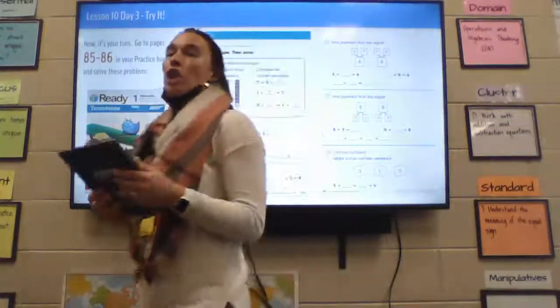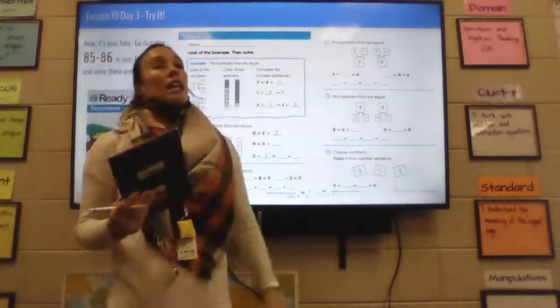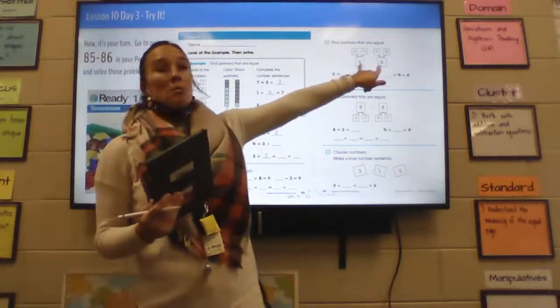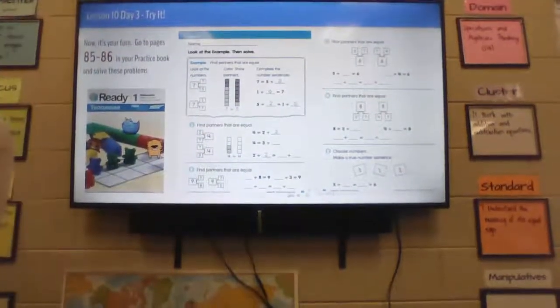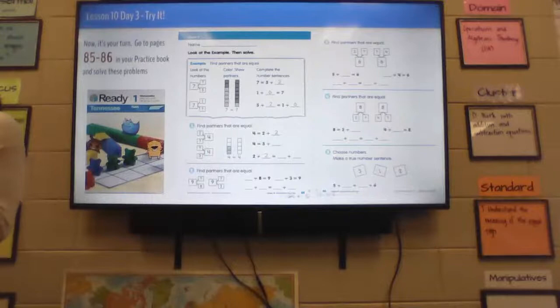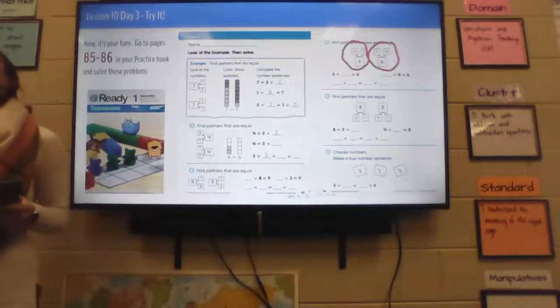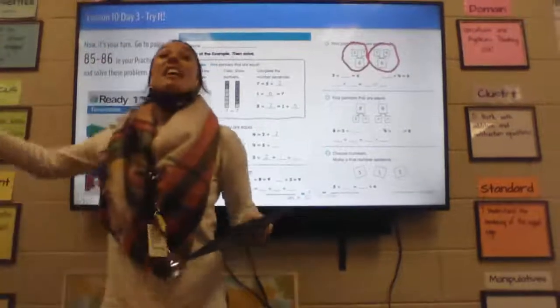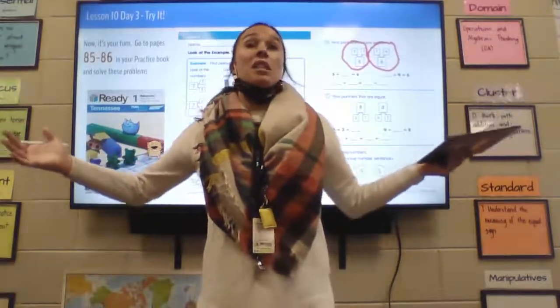So I want you to look at number 3. Find partners that are equal. I see two number bonds here. What do you notice that's the same about these number bonds right here? What do you notice that's the same, Elena? They both have 6, so we know that this side of the equal sign is going to make 6, and this side of the equal sign is going to make 6.